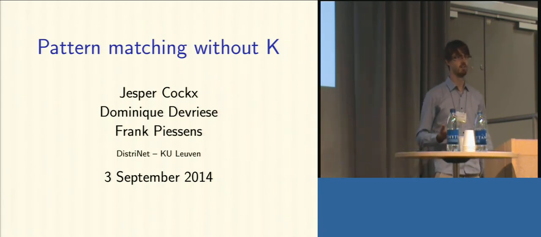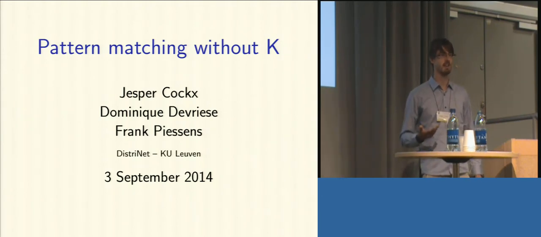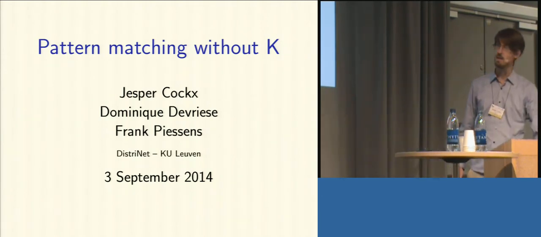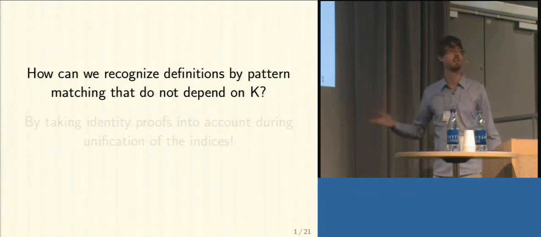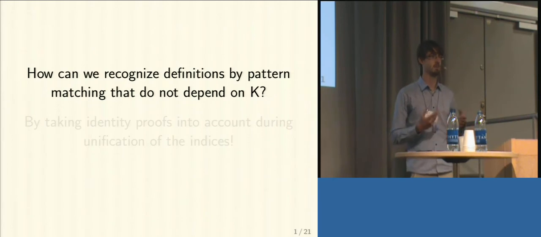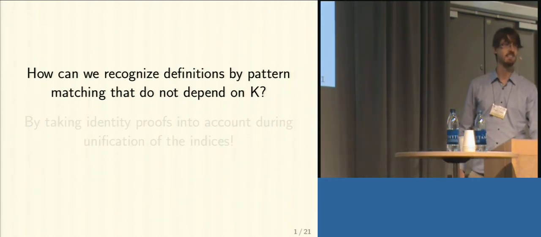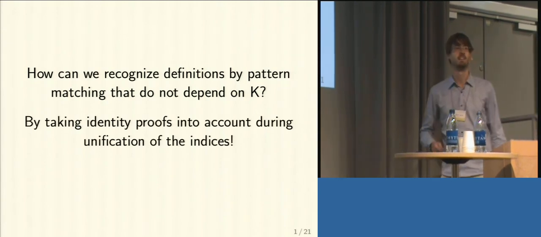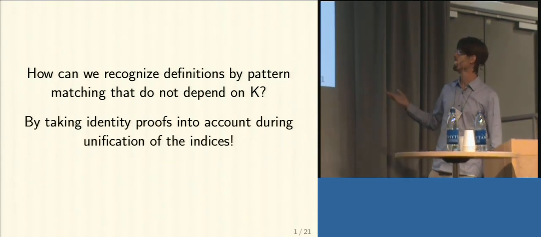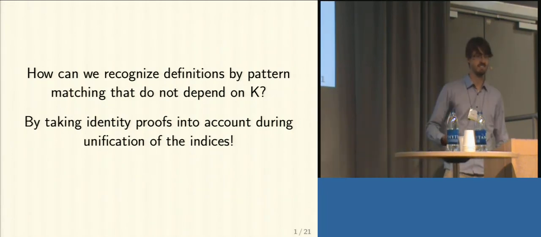Fortunately, not all definitions by dependent pattern matching actually rely on this K axiom. So the main question becomes: how can we recognize which definitions do depend on the K axiom and which don't? The answer I'm trying to explain in this talk is that we can do so by taking into account the identity proofs that are used during the unification of these indices.